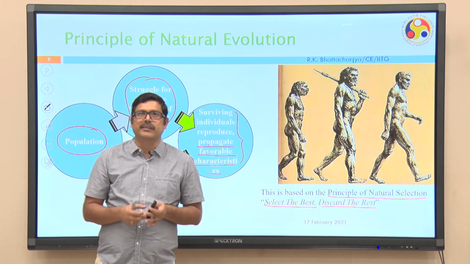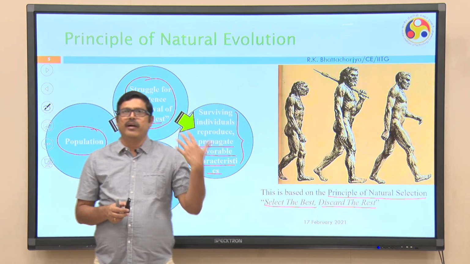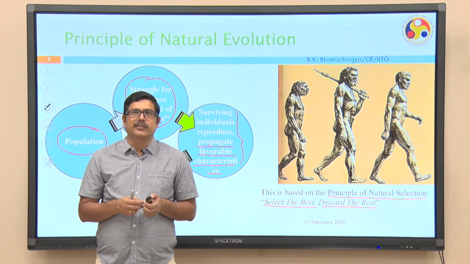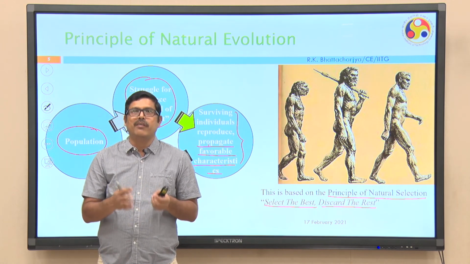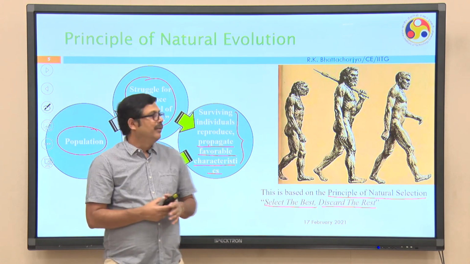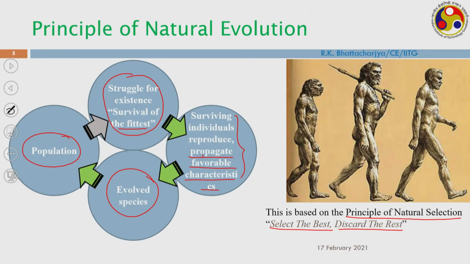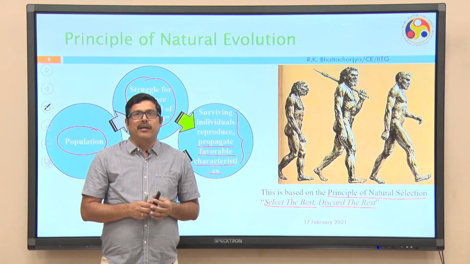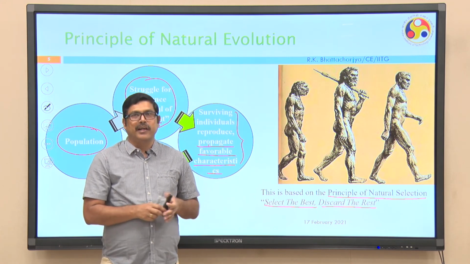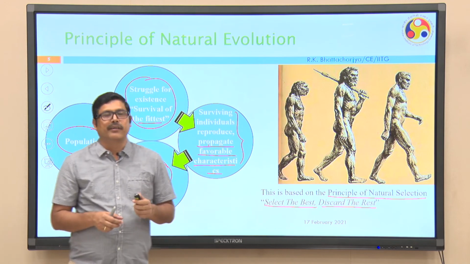So, there are several examples of species that existed maybe millions of years back, but now they are not in existence. Okay. So, how were they eliminated? Because they could not survive in that struggle for existence, survival of the fittest. They could not survive, and right now they are not there. So, they have been eliminated by nature.